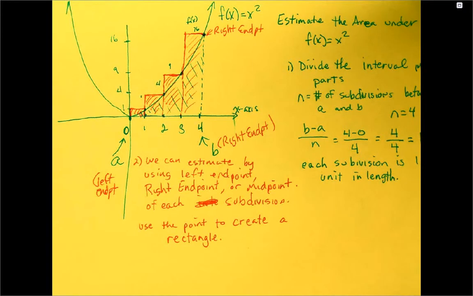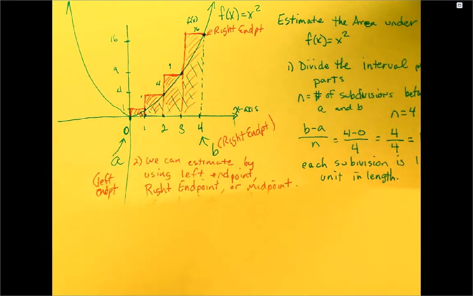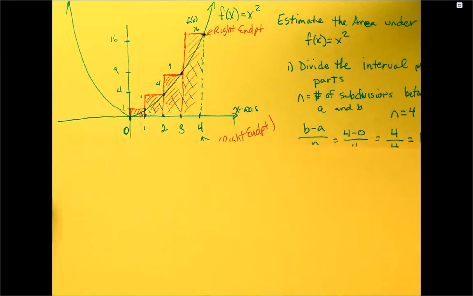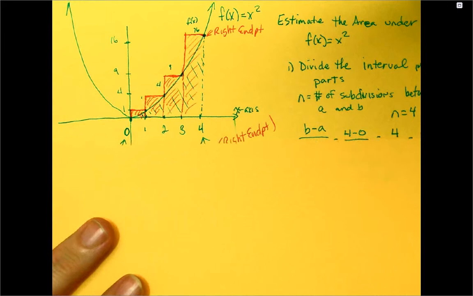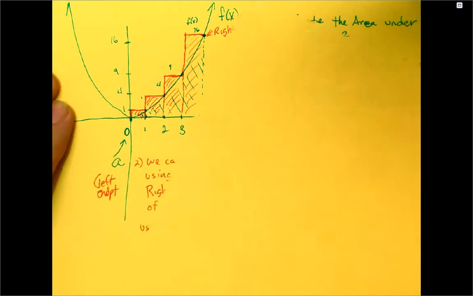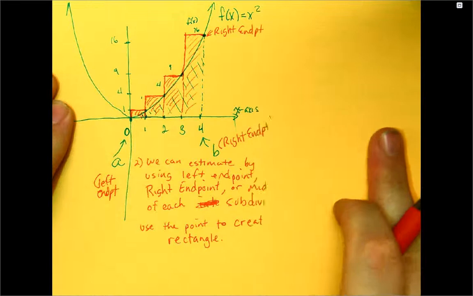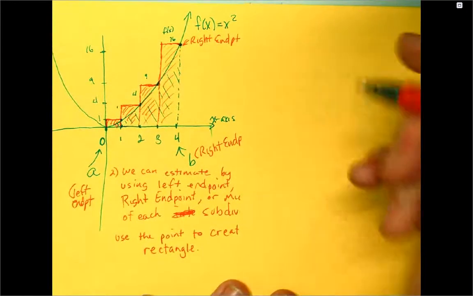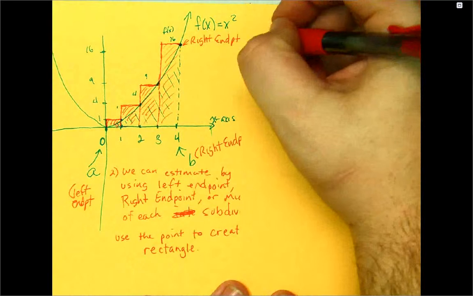Now, how many rectangles are there? Okay. So, are we okay with this right now? Alright, so I'll do this. Magic. I have more space to work. So we have 4 rectangles.